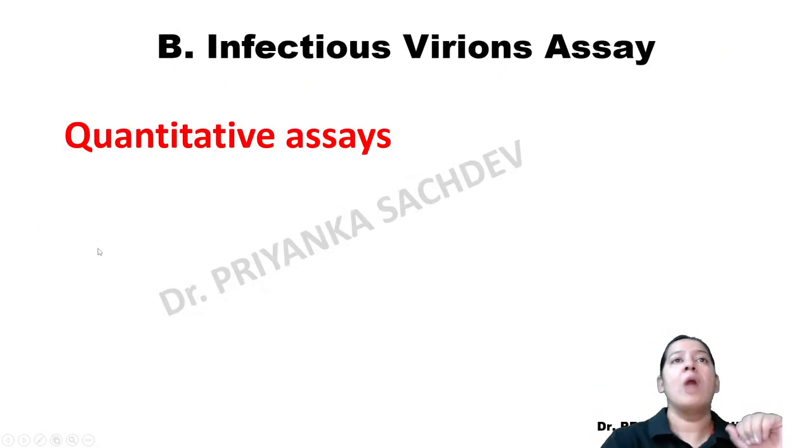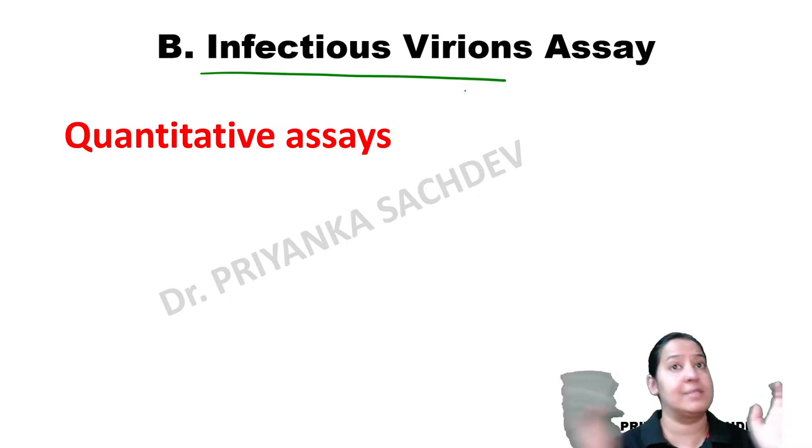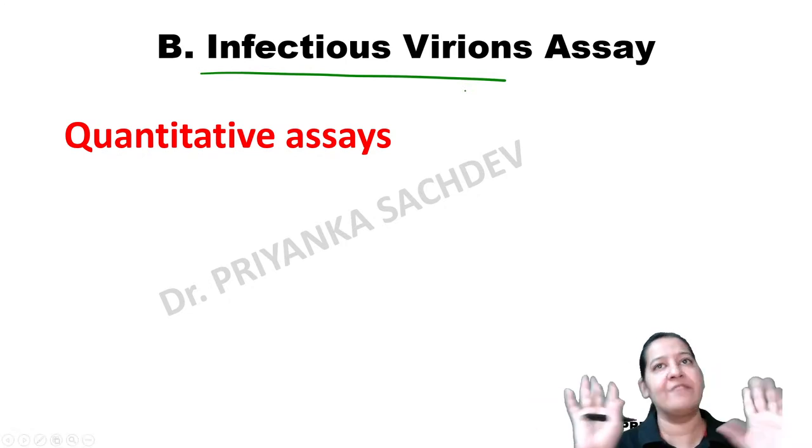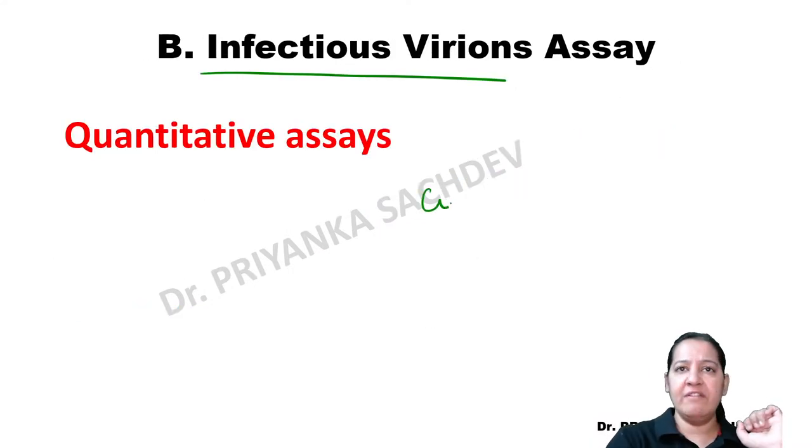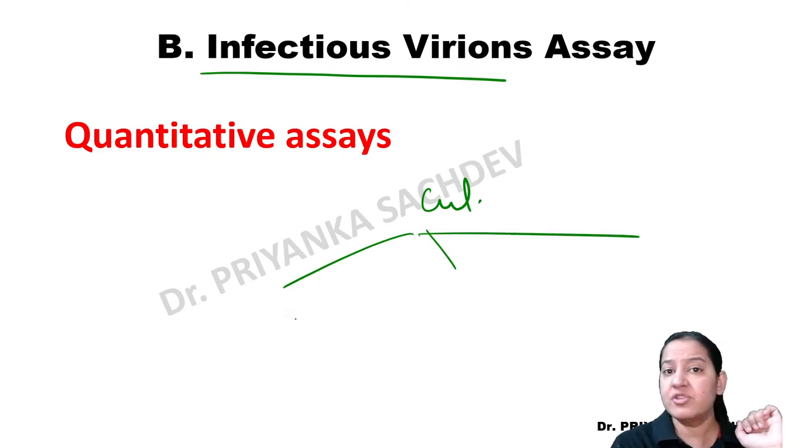Let me teach you how we calculate only infectious virus, not total. I want to know only infectious virus. So there are two ways. I have told you about the cultivation of virus. For cultivating viruses, there are three methods. What are the three methods?